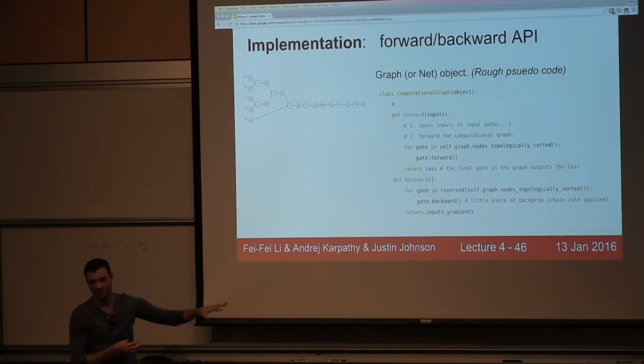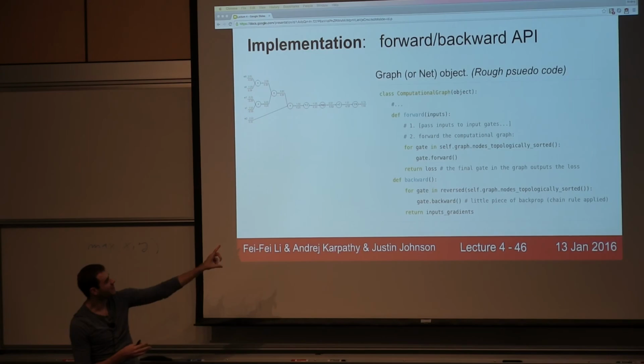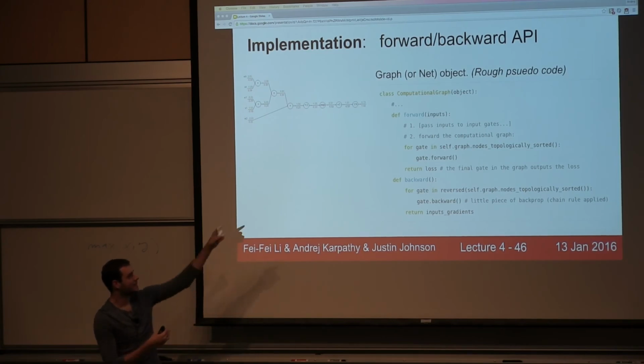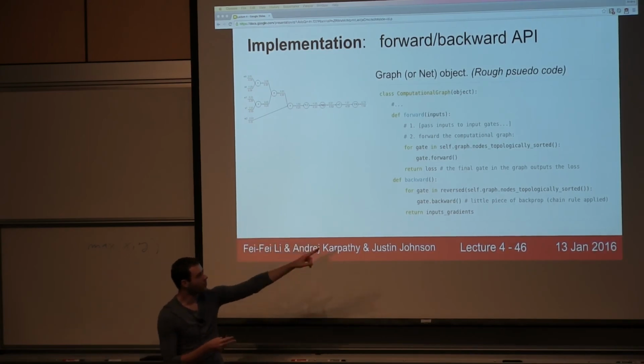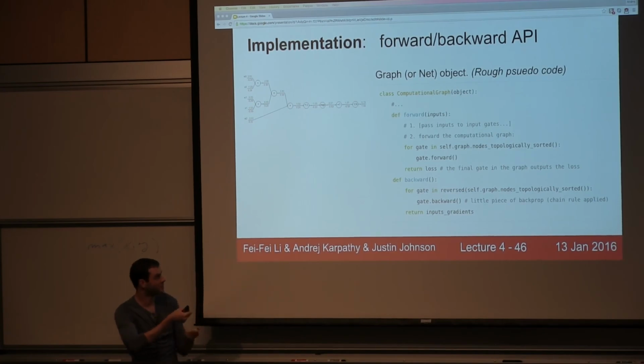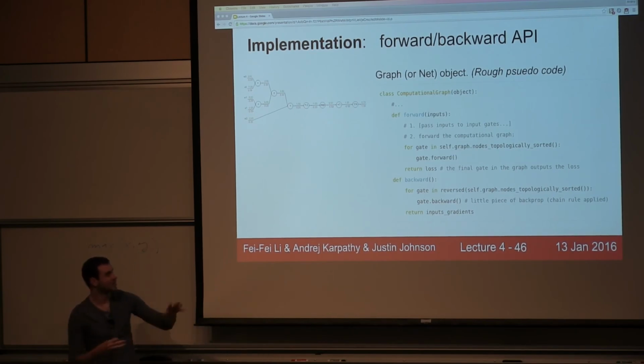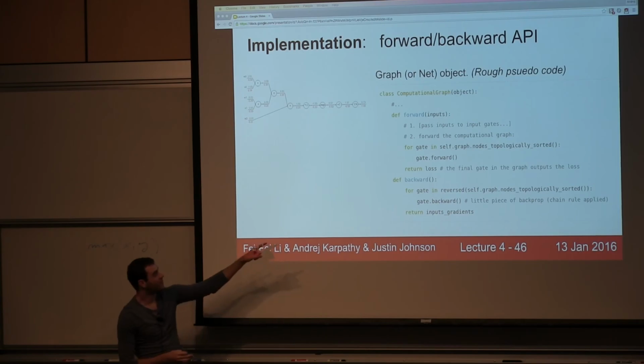And this is just pseudocode, so this won't run. But roughly the idea is that in the forward pass, we're iterating over all the gates in the circuit and they're sorted in topological order. What that means is that all the inputs must come to every node before the output can be consumed. So these are just ordered from left to right. And we're just forwarding.